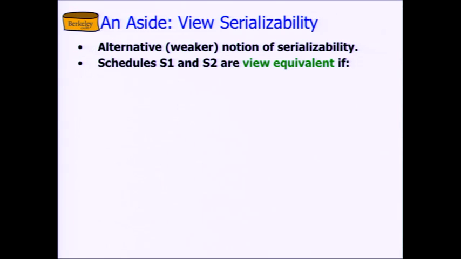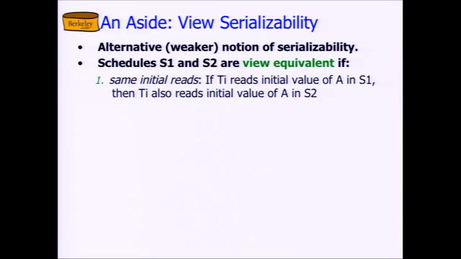Here we go. Two schedules, S1 and S2. Remember, a schedule is that string of interleaved actions, right? These two schedules are view equivalent. It's a different kind of equivalent. Same setup, right? If they have the same initial reads, so every transaction reads the same stuff. So if Ti reads the initial value of A, nobody's ever written it in Schedule 1, then Ti also reads the initial value of A in Schedule 2. All right? So if in the first schedule Ti reads an unpolluted value of A, then in the second schedule it also reads an unpolluted value of A.